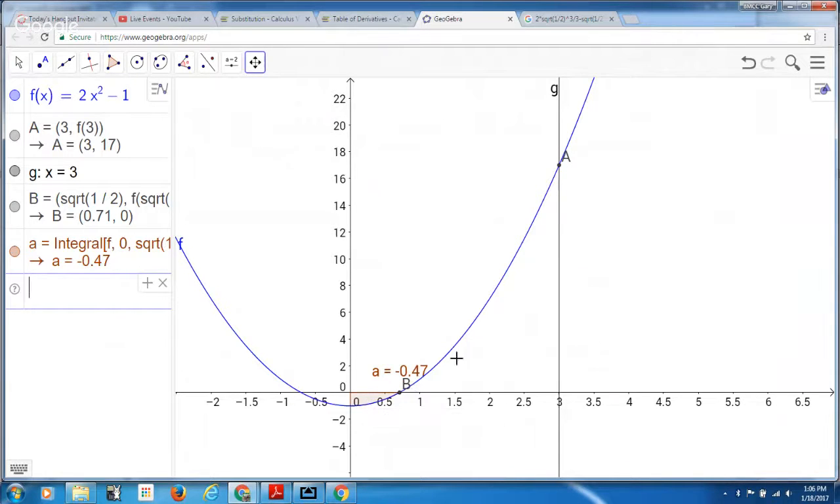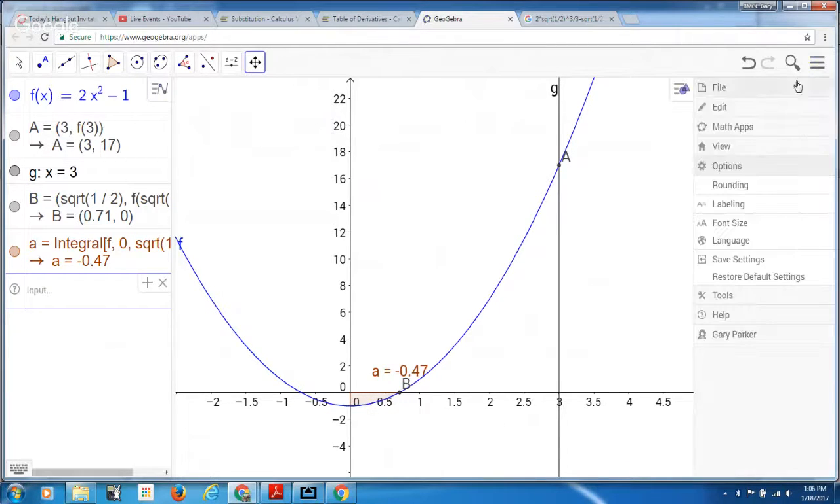And we could ask GeoGebra for more decimals if we liked, under options and then rounding, and we could say, hey, give us 15 decimal places, please. A little excessive, but what the hell. All right, so that is definitely negative. So if I'm looking for total area, I would want the positive version of that number.